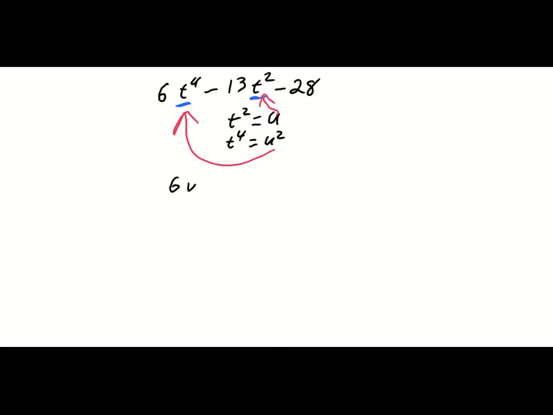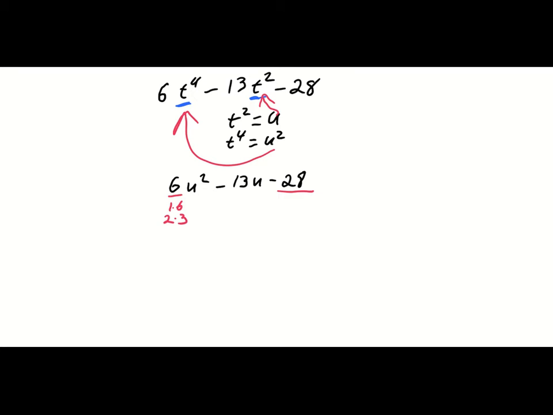So that we get 6u squared minus 13u minus 28. And now it does look like those trinomials that we're accustomed to. And you can use your favorite method of factoring them. I'm going to use trial and error. So looking to see what multiplies to give us 6, we have 1 and 6, or 2 and 3.